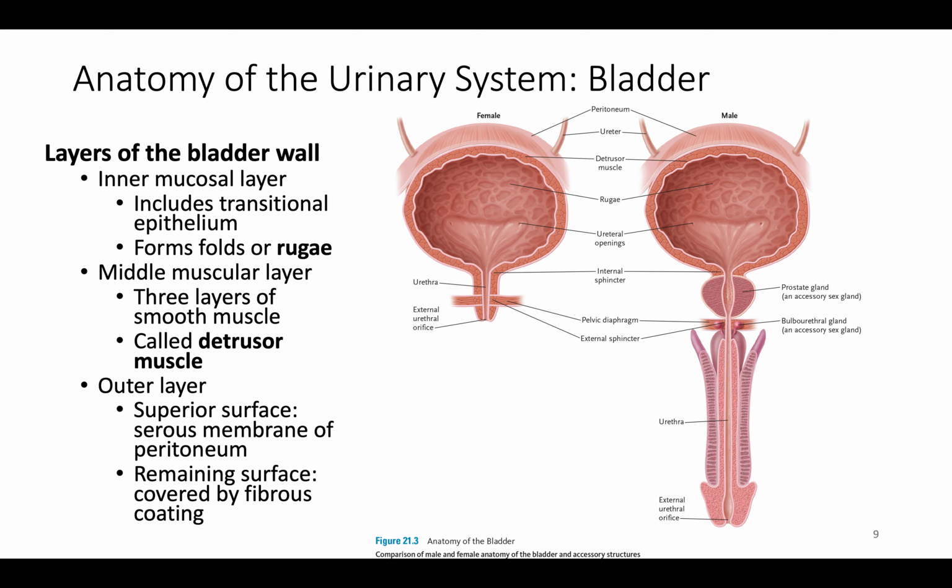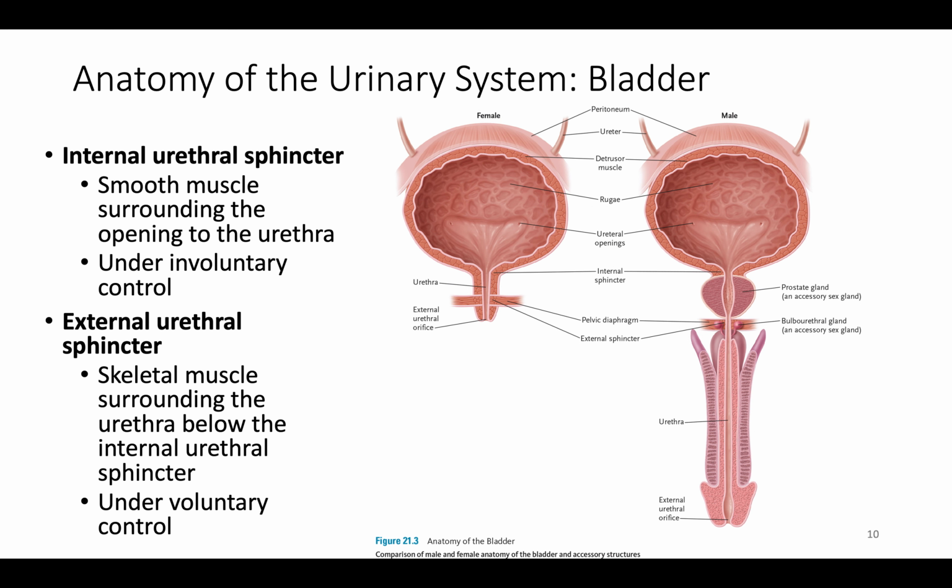On the outer layer, we have the superior surface, which is a peritoneum region here, and then the remaining surface is covered by a nice fibrous coating. So we have a serous membrane. Again, the peritoneum is a serous membrane, and the rest of it is fibrous.